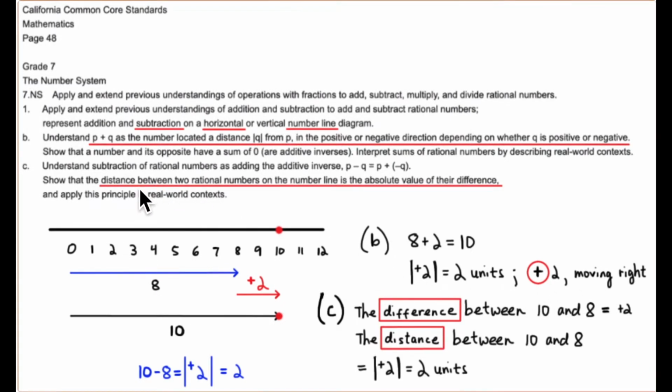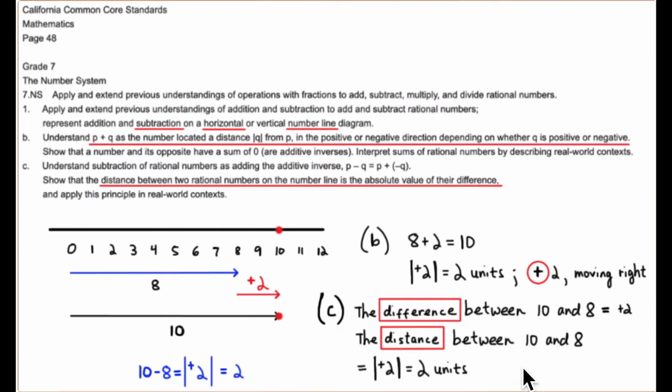C says that the distance between two numbers on a number line is the absolute value of their difference. Well, if you calculate the difference, how far are they apart? It's a positive 2 units, because once again, they're 2 units apart and you're moving in the positive direction to the right to get from 8 to 10. So that's a positive 2. And the distance that they are apart is the absolute value of their difference. So the difference is positive 2. The absolute value of positive 2 is 2. So that's the distance that they are apart.